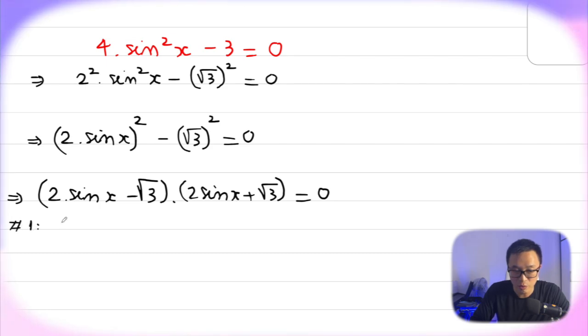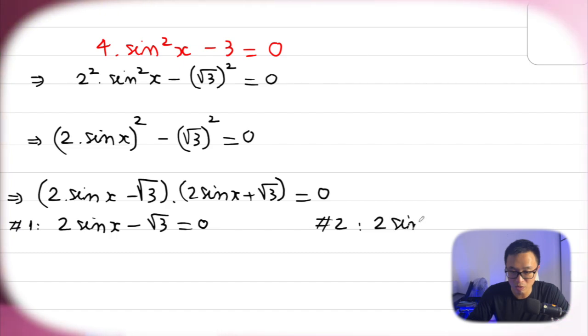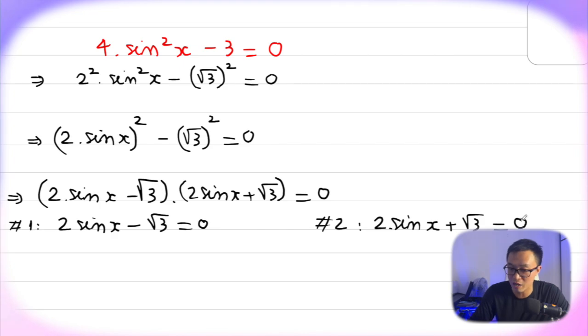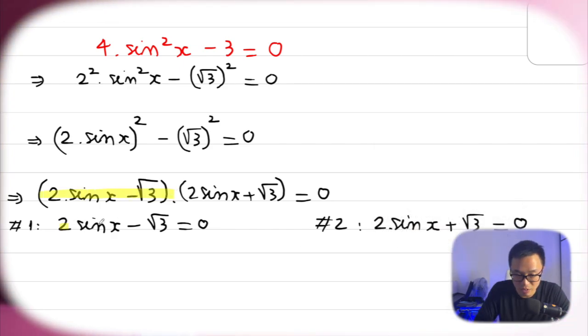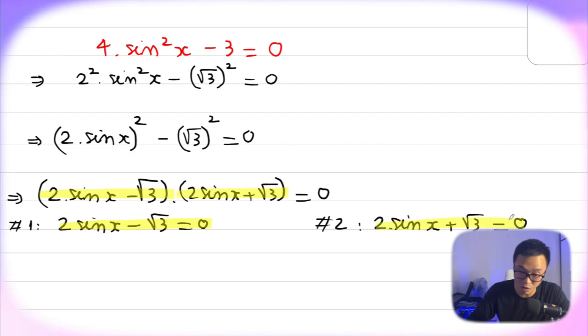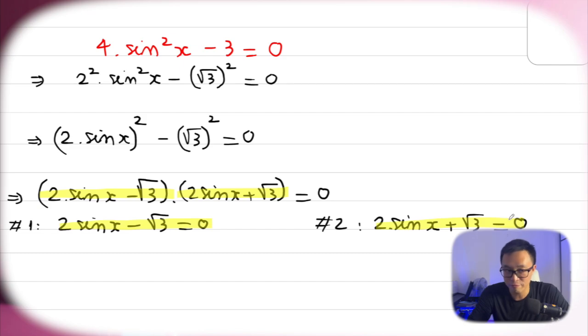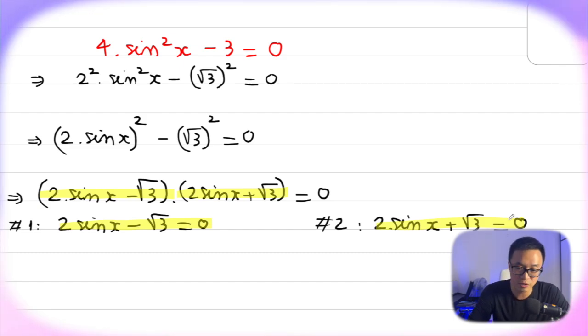The first case, we can solve 2 sine h minus square root of 3 equal to 0. And the second case, you got 2 sine h plus square root of 3 equal to 0 here. And this is the first bracket, represented by case 1, and this is the second bracket, represented by the second equation. And we have to solve both for the solutions. You have to do it twice.